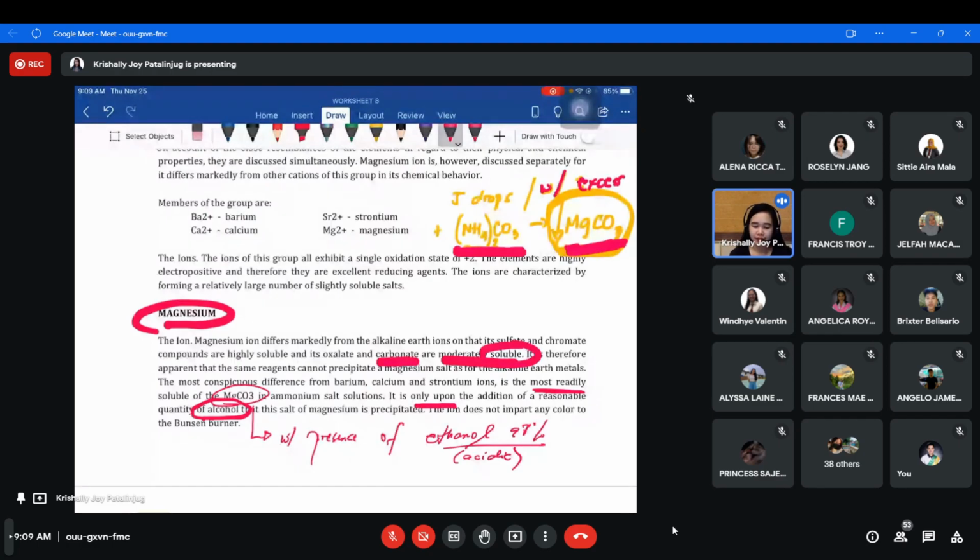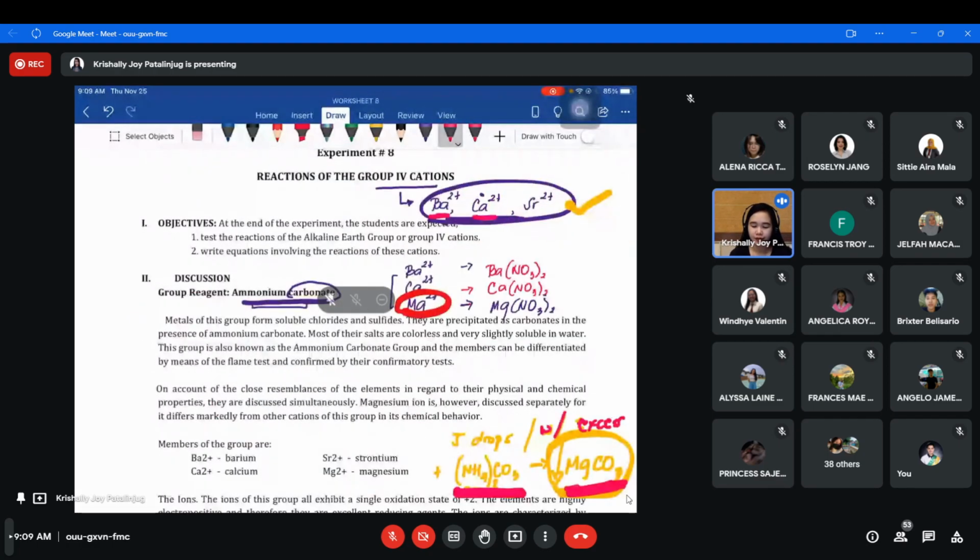But the rest of these ions, barium, calcium, strontium, kahit walang ethanol, kahit excess yung ammonium carbonate, they will remain insoluble. Yung carbonates nila, barium carbonate, calcium carbonate, strontium carbonate, insoluble. Kaya nga generally, yung mga group 4 cations are also known as carbonate groups. And distinct ulit sa members ng group 4 cations is magnesium.